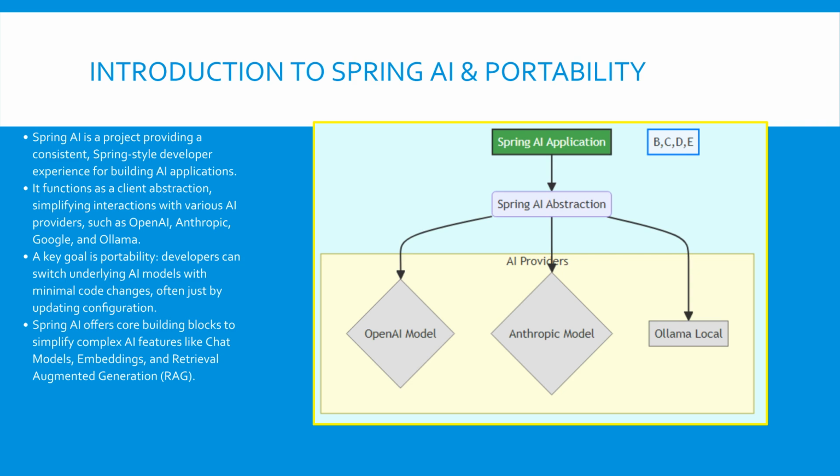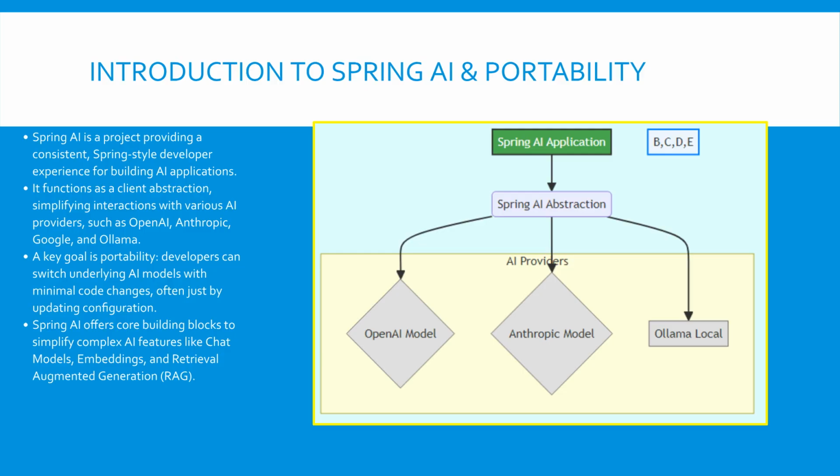Its main purpose is to give Java developers a familiar, consistent experience when interacting with complex AI models, like those from OpenAI or Google. This consistency is crucial because it means your code is portable. You can switch the powerful AI model behind your application simply by changing a configuration line, avoiding being locked into a single vendor.